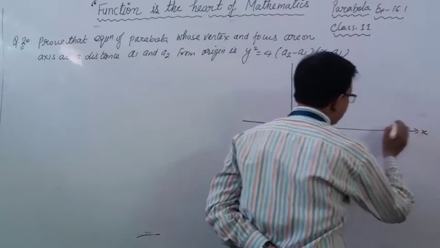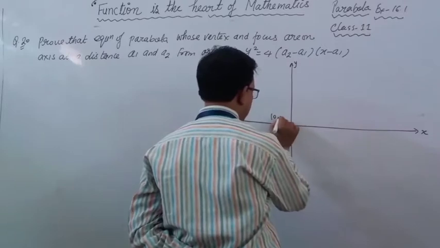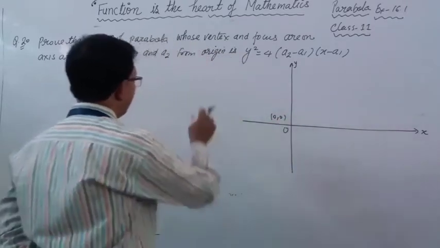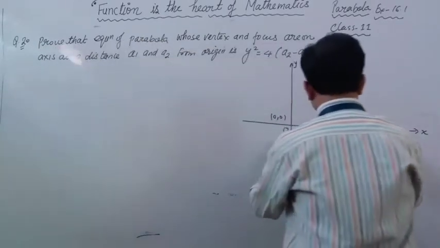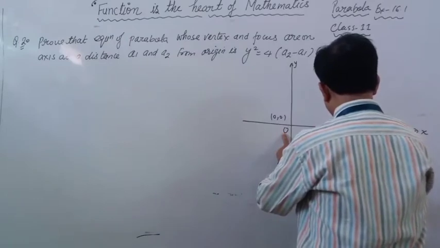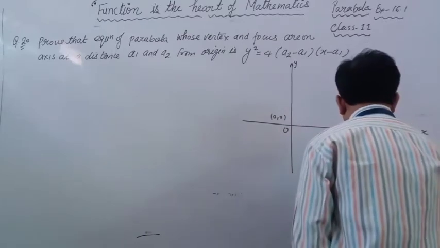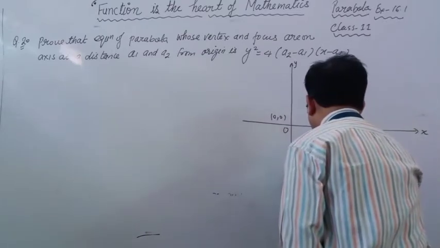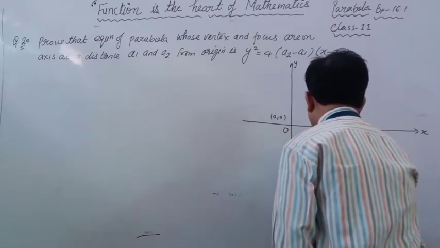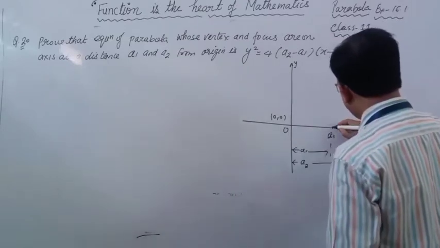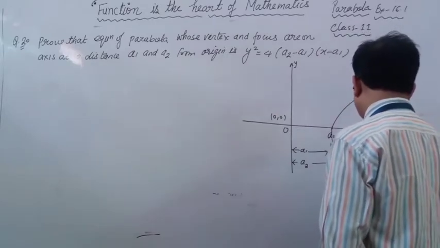This is your x-axis and this is your y-axis, and this is your origin O. Suppose here is the vertex A1 and here is the focus A2. So it is given that this distance is a2 and this distance is a1. We know that the parabola is rotating about the focus, and the focus lies inside it.